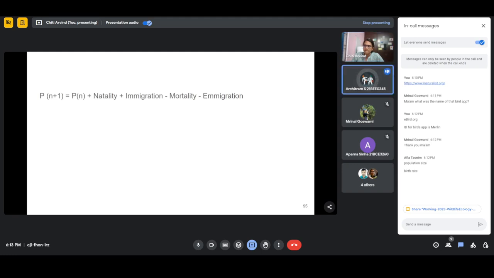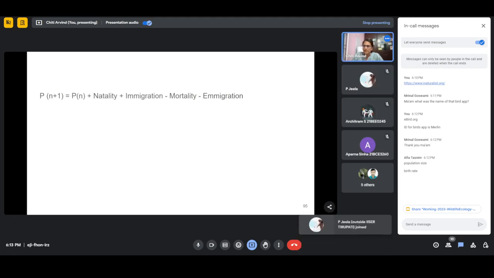Influx of any birds or species. Correct. So movement into a population is known as immigration. What about mortality? Death rate. Correct. And emigration? Outflux. Exactly. So the equation is really simple, because it shows movement into a population and movement outside a population.